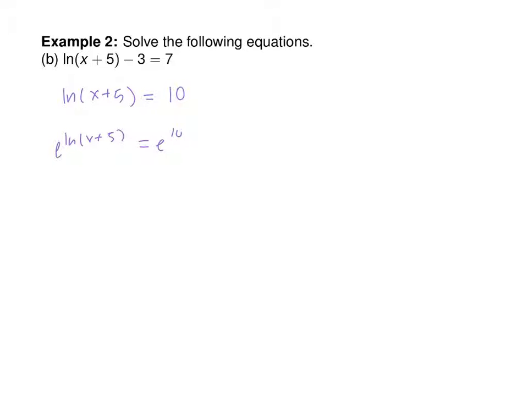Yes? Couldn't you just skip that? Couldn't you just skip to there? The answer is yes. If you know that what you do to one side is going to cancel, you can go ahead and cancel right away as long as you're accurate. So x equals e to the 10th minus 5.